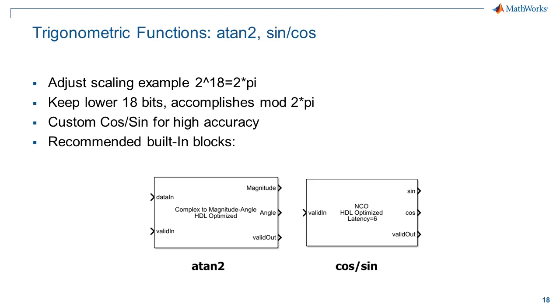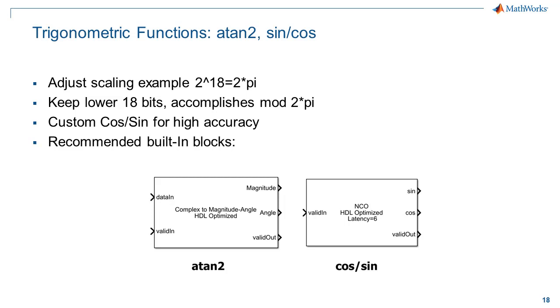I wanted to talk about the trigonometric functions. There are a few different instances of them in the Simulink libraries, and I did want to highlight the recommended ones for arctan2 and sine cosine. For arctan2, I recommend using the complex to magnitude angle block. For cosine sine, I think the NCO block does a really good job.